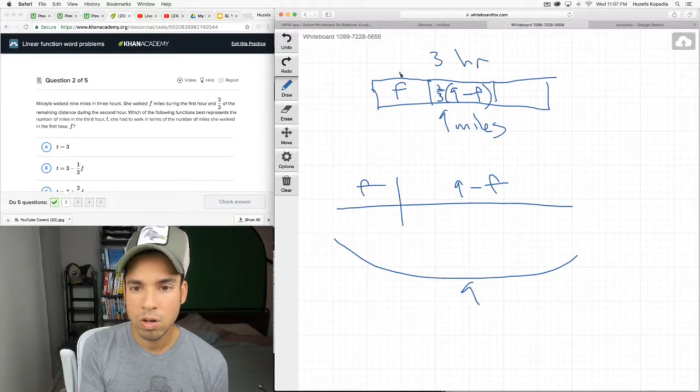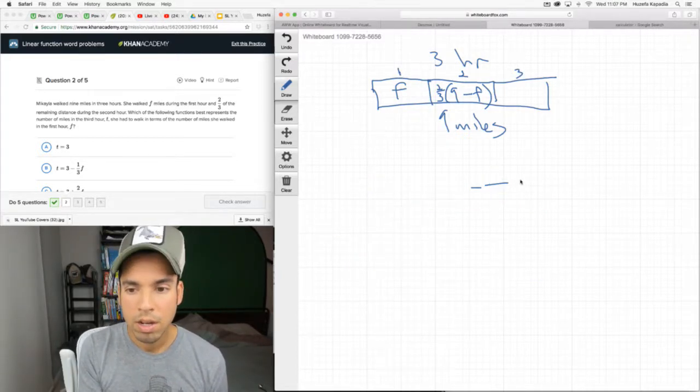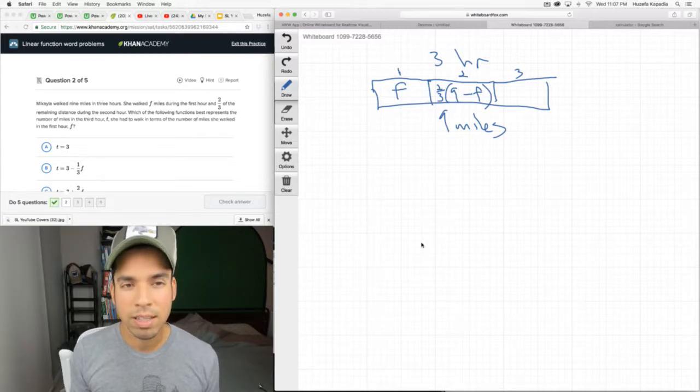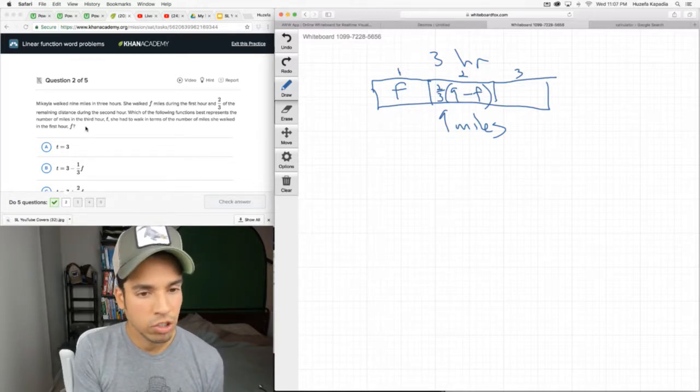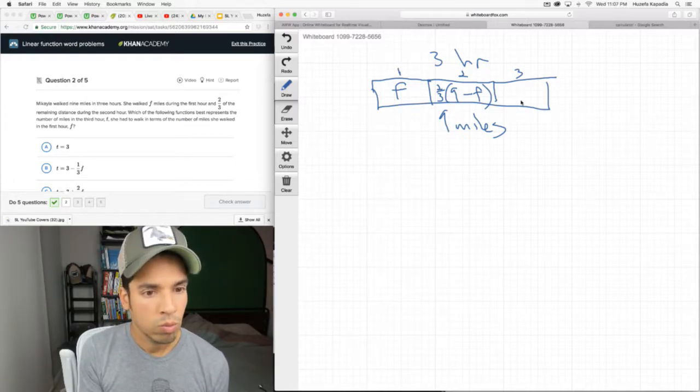Remember, this is hour 1, 2, and 3. I'm not saying this is the best way to represent it. This is what makes sense to me, but you've got to have a visual way to represent it. That's very important. Which of the following functions best represents the number of miles she had to walk in the third hour, in terms of the number of miles she walked in the first hour, F?